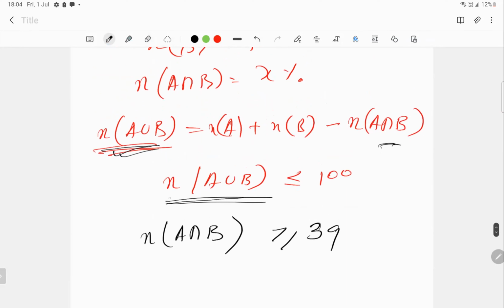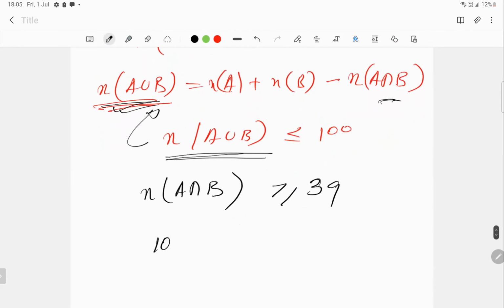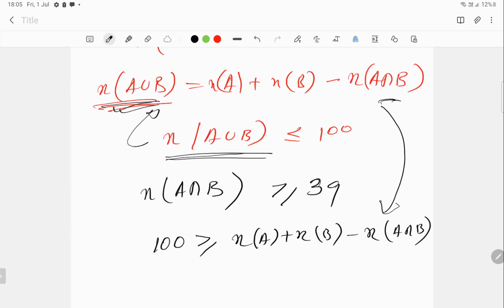So N(A union B) is lesser than or equal to 100. So we'll substitute this value here. Let's write. This is greater than or equal to N(A) plus N(B) minus N(A intersection B). That's what I'm writing here after substituting this value. We substituted this here and we are writing it here, because N(A union B) is lesser than or equal to 100. So 100 will be greater than or equal to this entire thing. Fine.